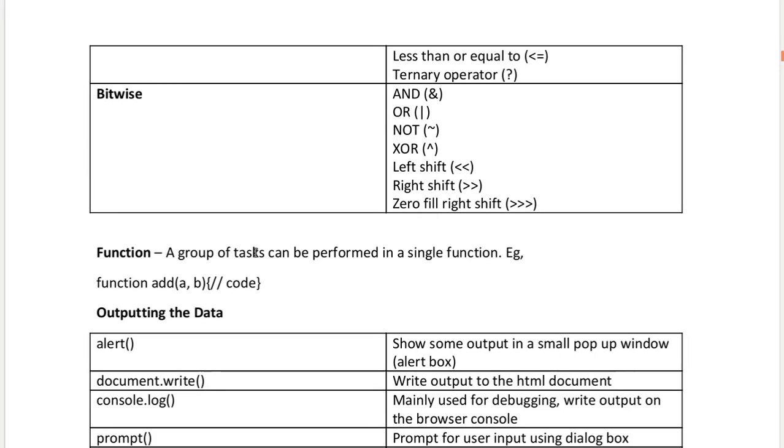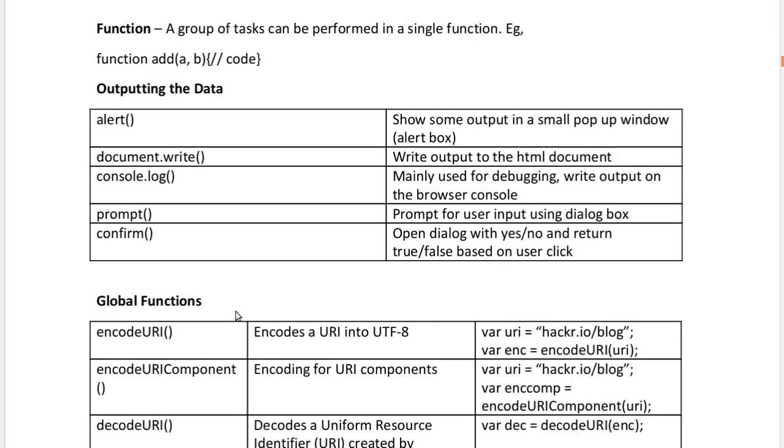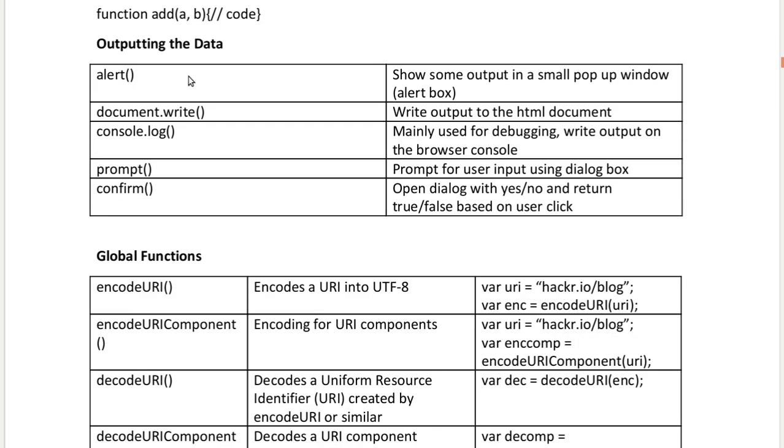Function, a group of tasks that can be performed in a single function. Example, function add a, b, code. Outputting the data. Alert, show some output in a small pop-up alert box. document.write, write output to the HTML document.